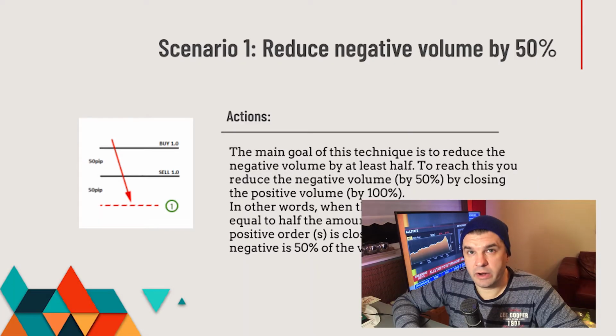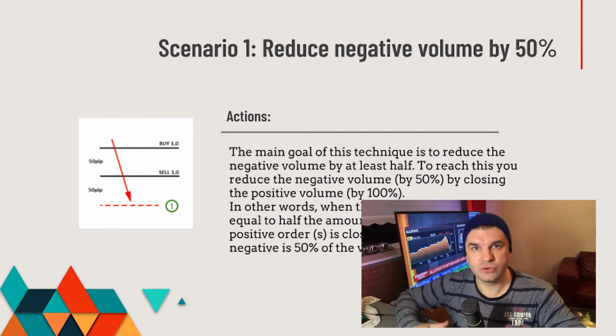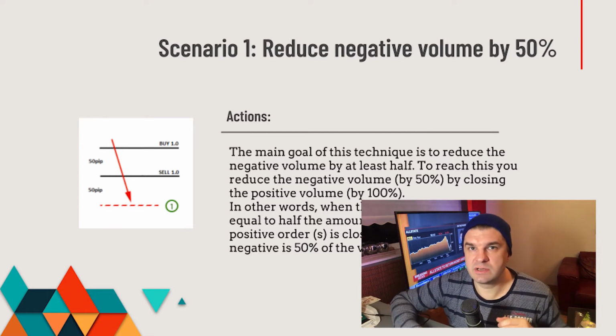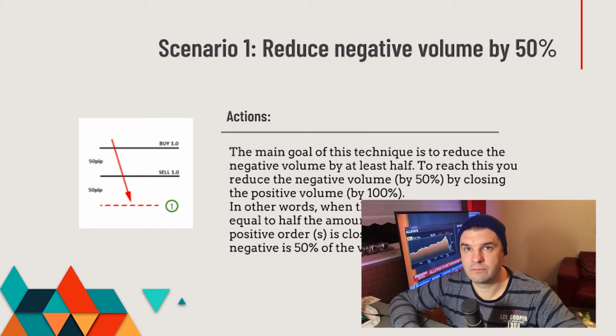Let's look at the scenarios for reducing a lock. Scenario number 1: reduce negative volume by 50%. This scenario is the simplest and most effective. The main goal of this technique is to reduce the negative volume by at least half.